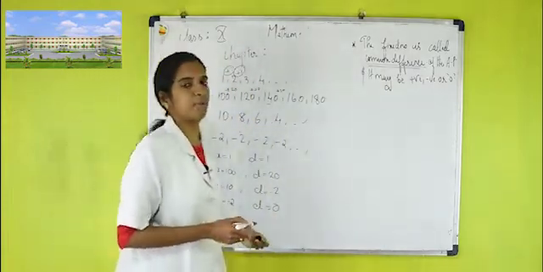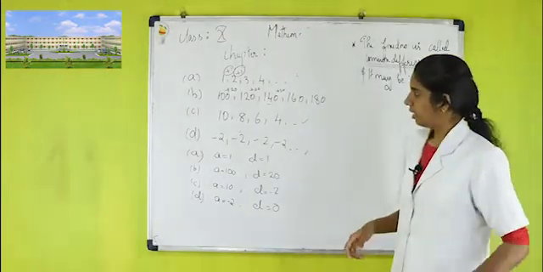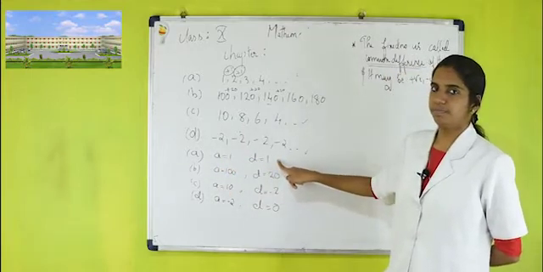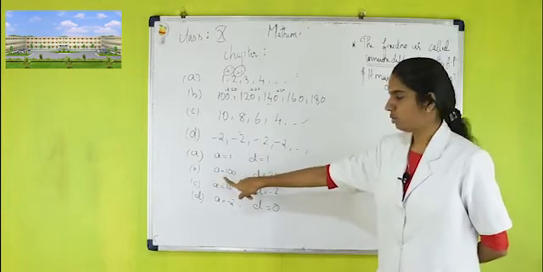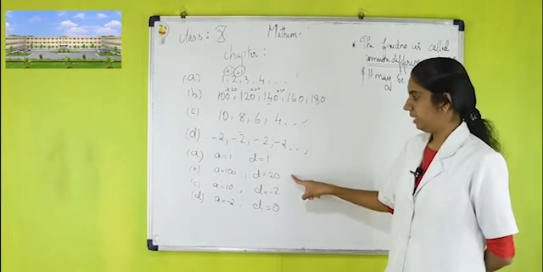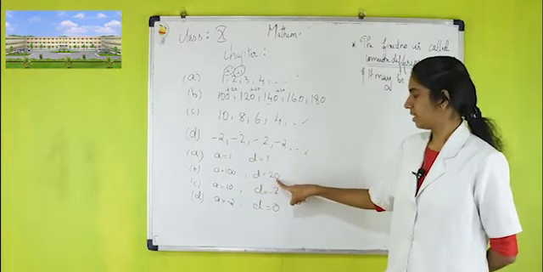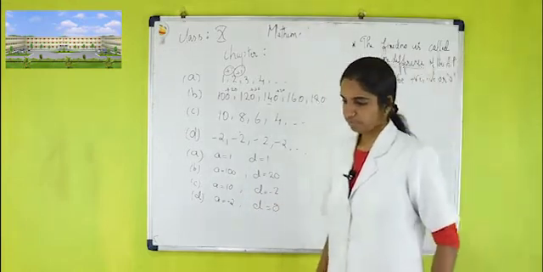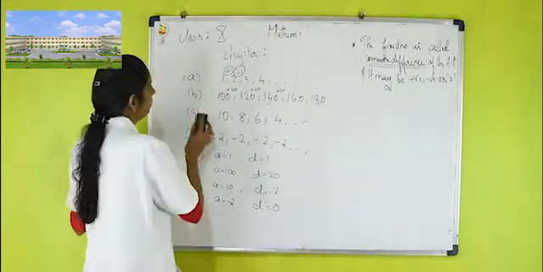Then write it. In the above cases, what is the first one? A equals 1 and D equals 1. In the second case, A equals 100, D equals 20. In the third case, A equals 10 and D equals minus 2. And in the last case, A equals minus 2 and D equals 0. Okay.